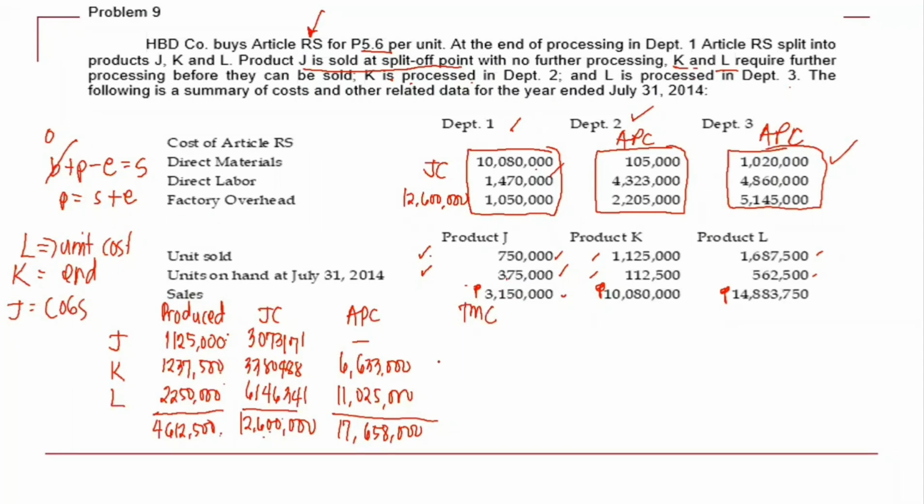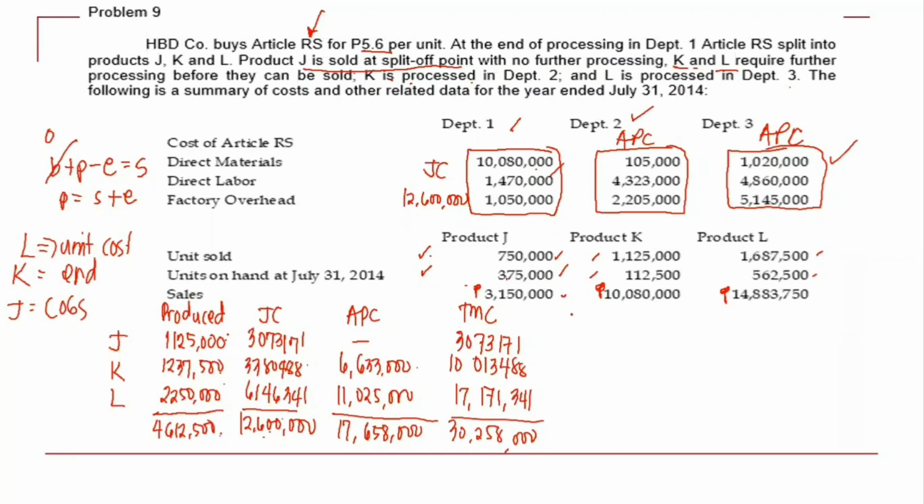And then total manufacturing cost. So from here, you can compute. So TMC, 3,073,171. Okay. And then 6,633 plus joint cost na 3,380,488. So that's 10,013,488. And for product L, it's 17,171,341. So therefore, the total manufacturing cost is 30,258,000. Okay.